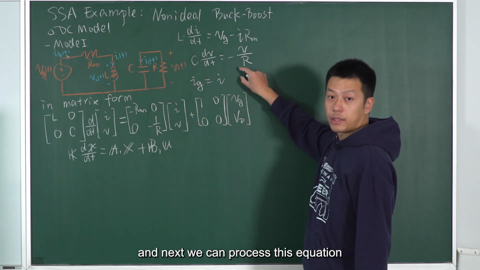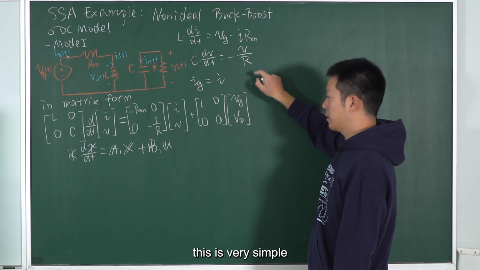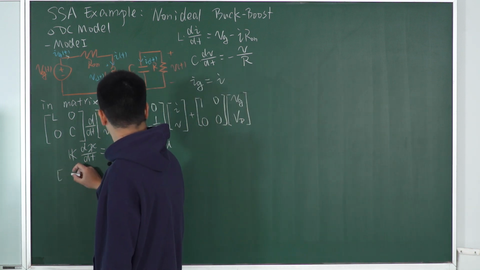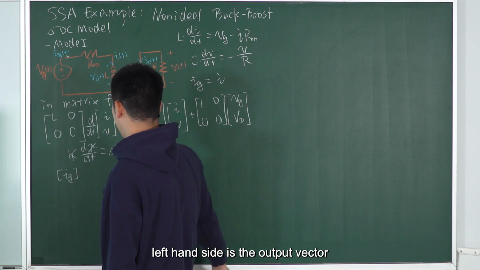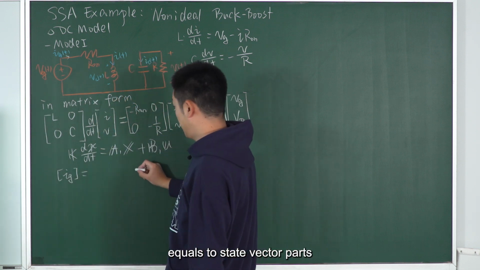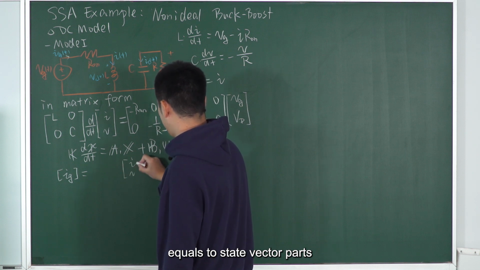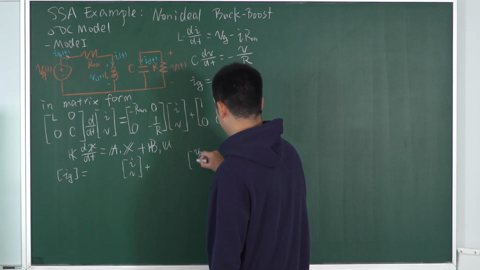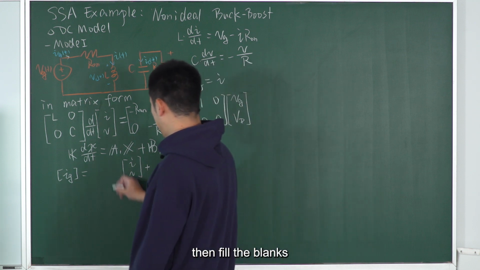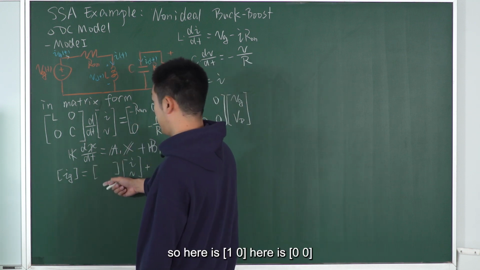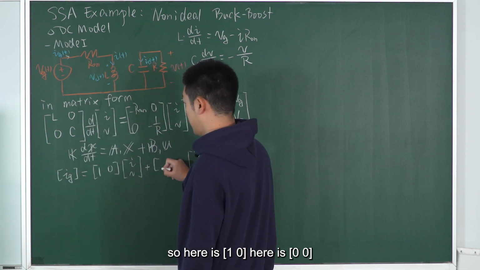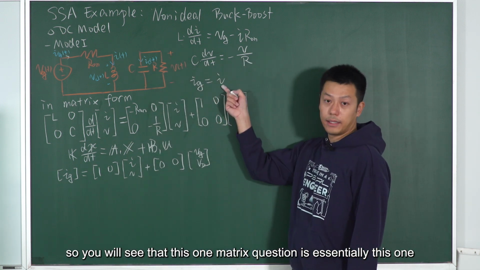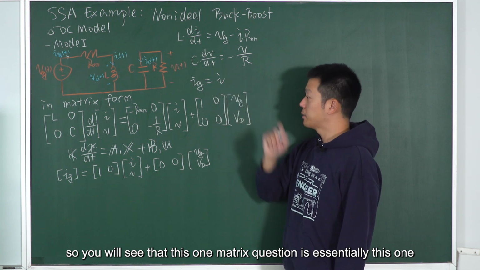And next, we can process this equation. This is very simple, but we can also use a matrix to denote it. The left-hand side is the output vector Ig, which equals the state vector part plus the input vector part. Then fill in the blanks. Here is 1, 0. Here is 0, 0. You will see that this matrix equation is essentially this one.